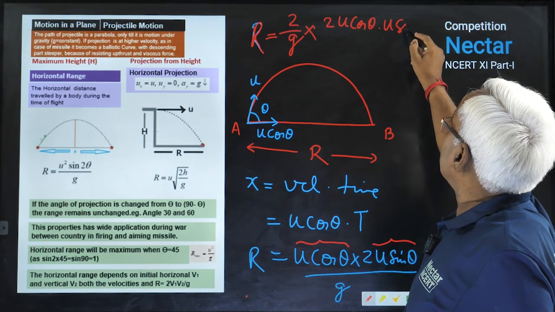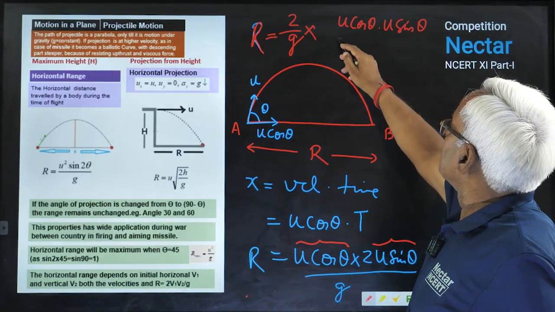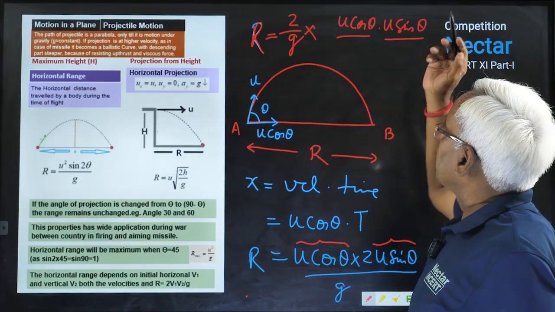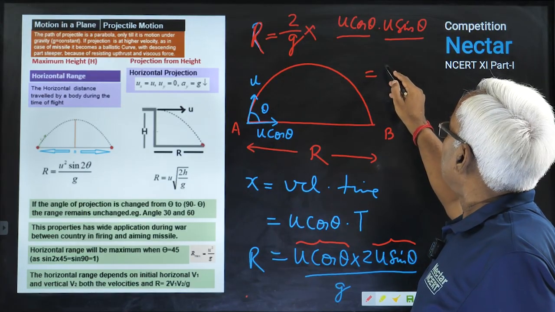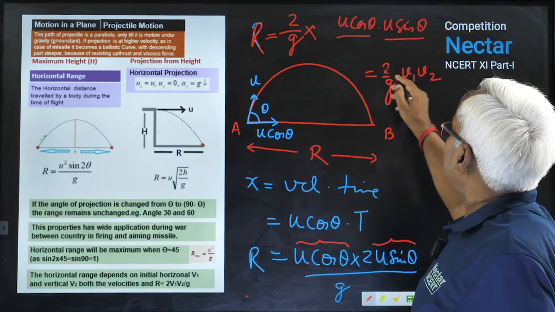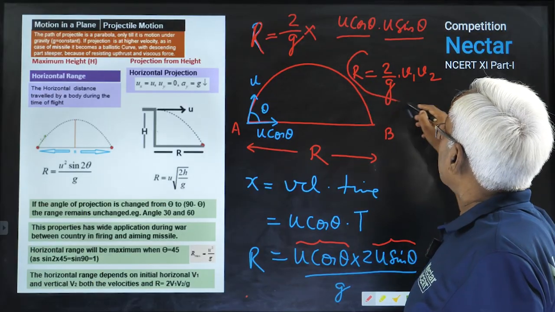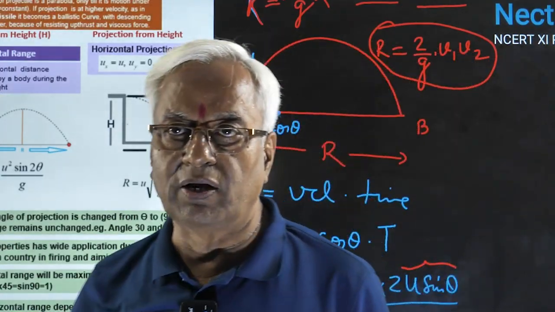What is the meaning of both the velocities? Horizontal and vertical, both. This is horizontal, this is vertical. Now suppose you use the symbols v1 and v2 for these velocities, then you can say the horizontal range is this much, 2 by g into both the velocities.